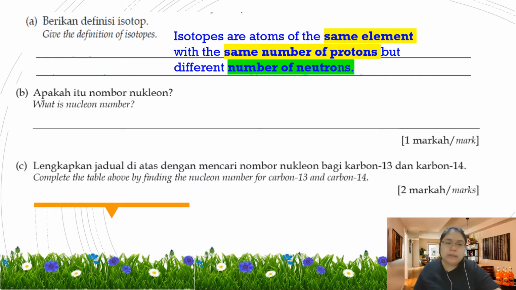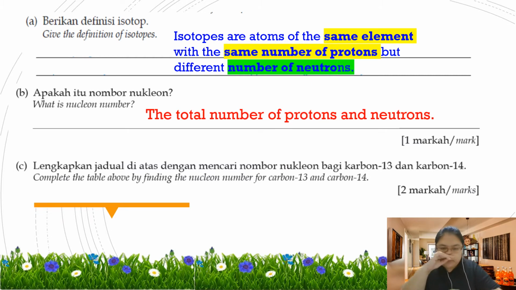Okay, what is the nucleon number? Nucleon number normally is a big number for the element. Nucleon number actually is proton plus neutron. The total number of protons and also neutrons, so we call it nucleon. Okay, so part C is complete, the table is complete. So we go to the next one.